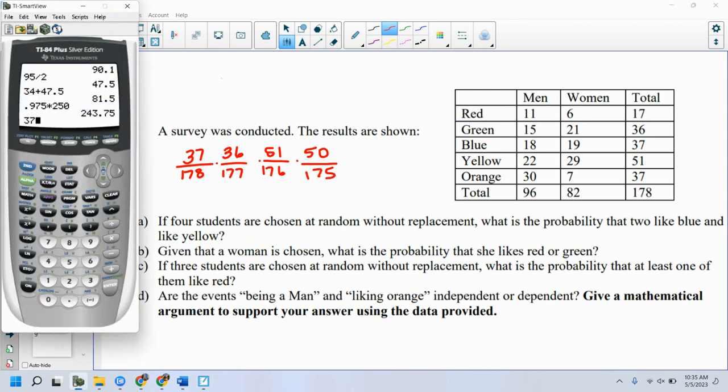So 37 times 36 times 51 times 50 divided by 178 times 177 times 176 times 175, which is coincidentally enough 178C4. But remember permutations, oh, combinations, right. So 0.35%.